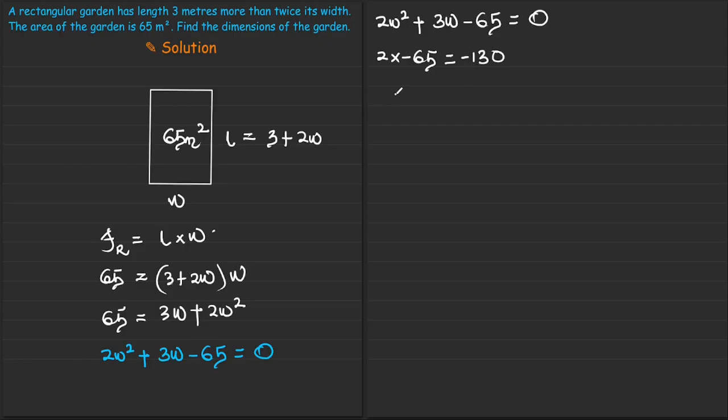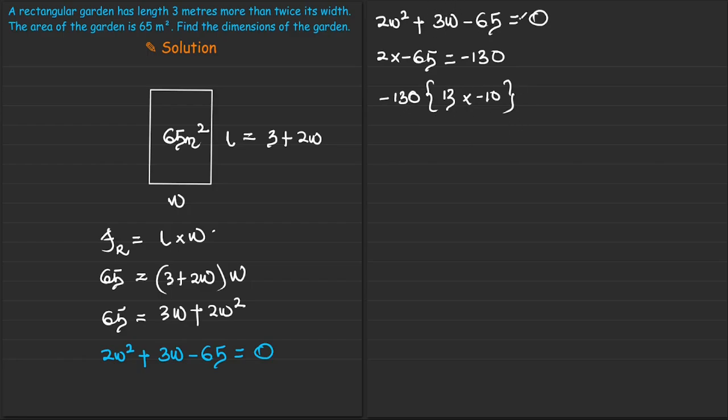Now we want the factor pairs of negative 130 that when we add together, we'll get this 3 we have here. You see, we want factor pairs that when we add, give us the 3. What are these factor pairs? Looking at the factor pairs of negative 130, we have, let's say, 13 times negative 10. 13 times negative 10 gives us negative 130. If we add them as well, we'll get 3.